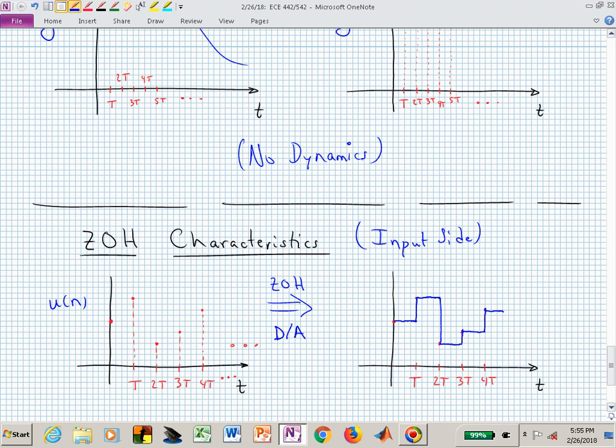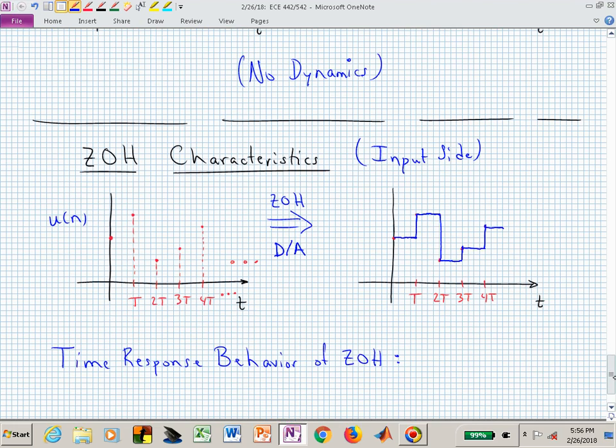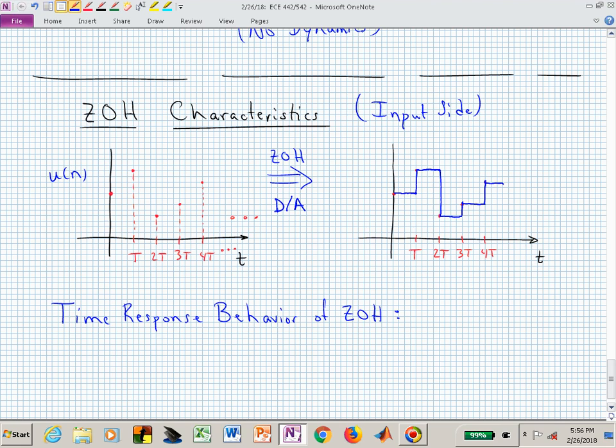It knows how to respond to these analog waveforms. So this case does have dynamics, and we do have to figure out how to incorporate this characteristic into our capital G of Z formulation. So let's now look at the time response behavior of this zero order hold. What's happening when we go from this discrete sequence of numbers to a continuous waveform?